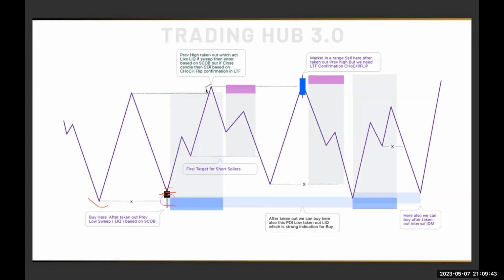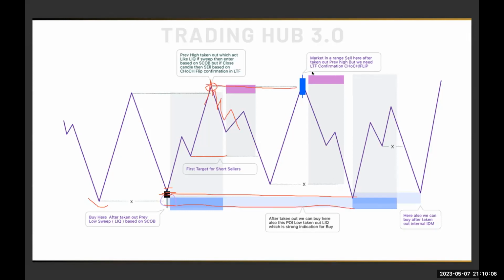And the previous high is broken. Here you can see at this point the market has taken out the previous high, but not closed above it, right? So in this case you need lower time frame confirmation like chalk and flip before the sell, right? Again push downside, taken out the inducement, price came back to this point, you can also buy here.